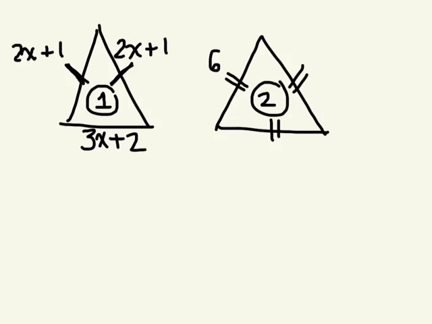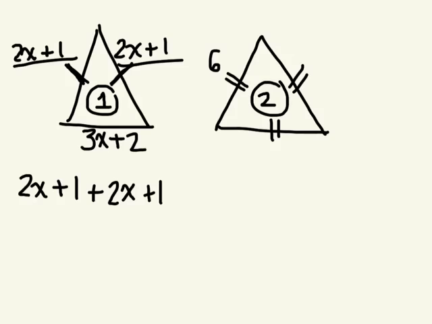You do 4x plus 2, plus 3x plus 2, right, so I'm actually adding all the sides. So just to write it before, I know you went ahead and did it in your head: 2x plus 1 plus 2x plus 1, right? Plus 3x plus 2.